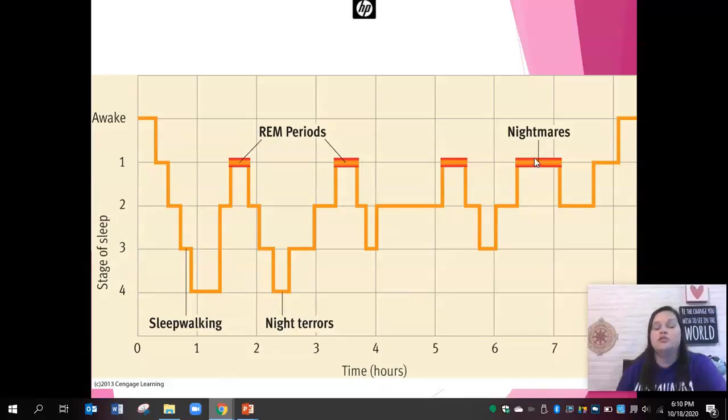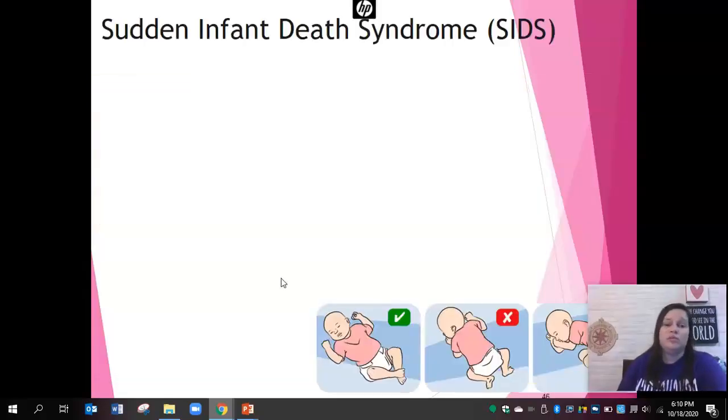Nightmares, though, we do tend to remember, because they happen in REM sleep. So the difference between nightmares and night terrors: nightmares in REM sleep are often remembered. Night terrors are later in the sleep cycle in stage 3 or 4, and we often don't remember those.